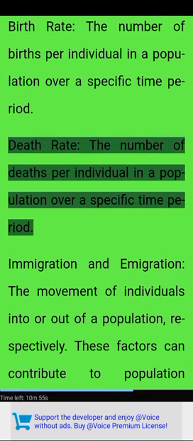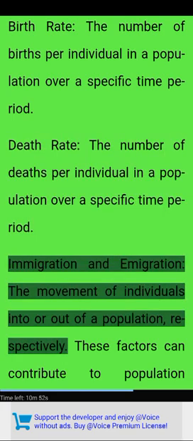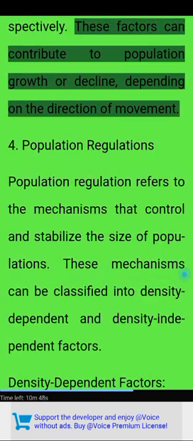Death rate, the number of deaths per individual in a population over a specific time period. Immigration and emigration, the movement of individuals into or out of a population, respectively. These factors contribute to population growth or decline, depending on the direction of movement.